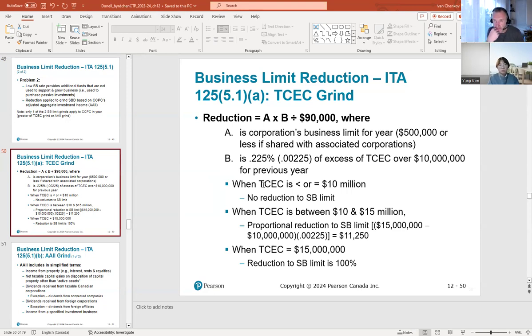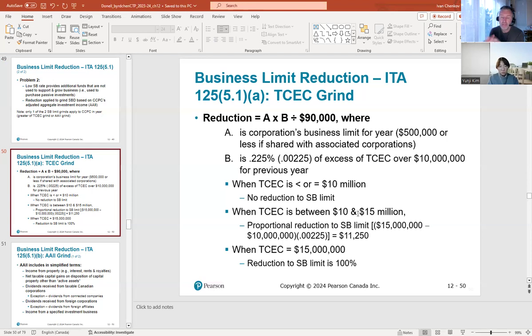That's already big business. Anything that has capital employed in Canada of more than 10 million, they're not small. And as you can see here, when that capital employed in Canada is equal to $15 million or higher, you're not getting any small business deductions anymore. Make sense? So that's why in some of the questions, they're telling you how much the income is, and then they're telling you the taxable capital employed in Canada is $12 million.